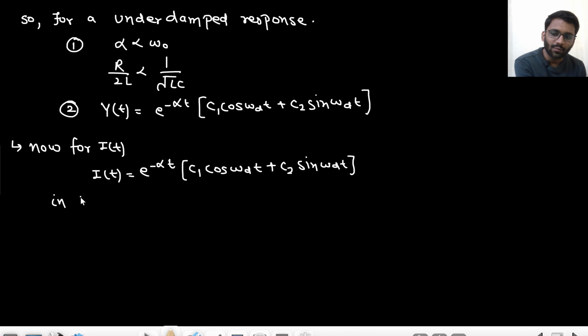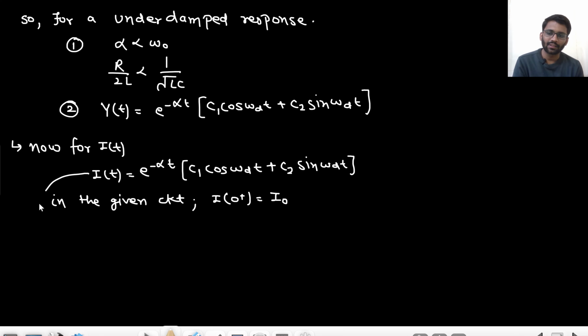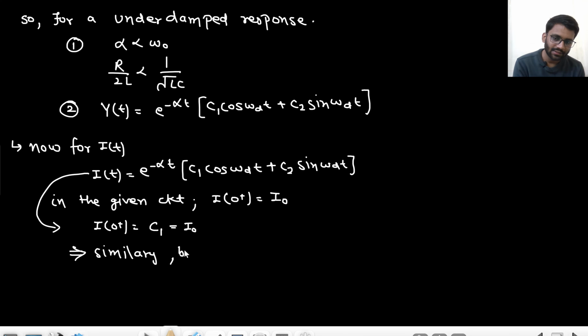In the given circuit, what is the value of i(0+)? i(0+) is I naught. So if you put i(0+) in this equation, what you will get? cos 0 is 1, sin 0 is 0, so only C1. That means C1 is equal to I naught. Similarly, by other conditions, you can find the value of C2 as well.